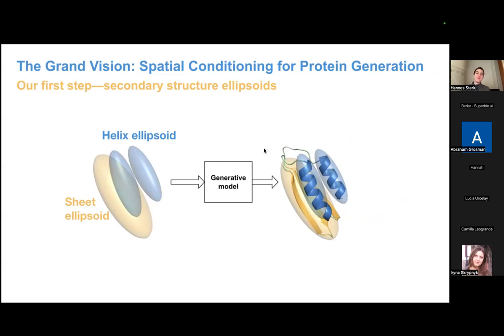And the way that we do this is that you specify regions in 3D space that you want to be filled with protein matter, and you specify which secondary structure type they should have. So should it be a sheet or a helix? And the way that we specify these layouts is via these ellipsoids. Then you give this 3D layout specification to the generative model, and it generates your protein that adheres to this specification.